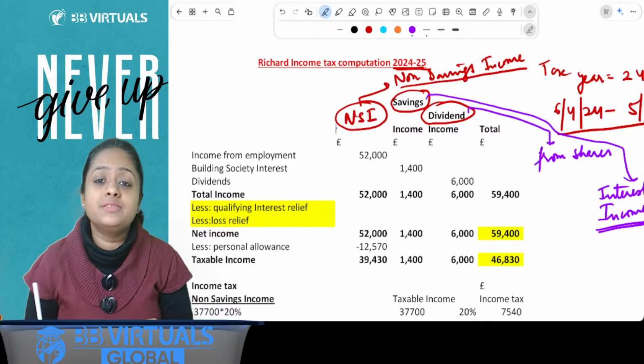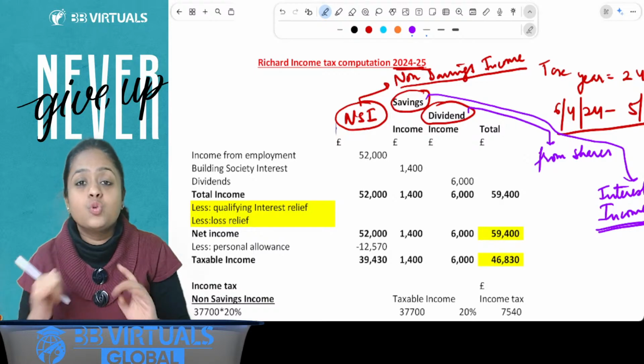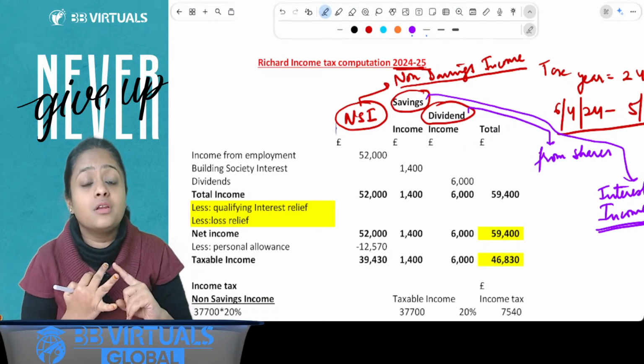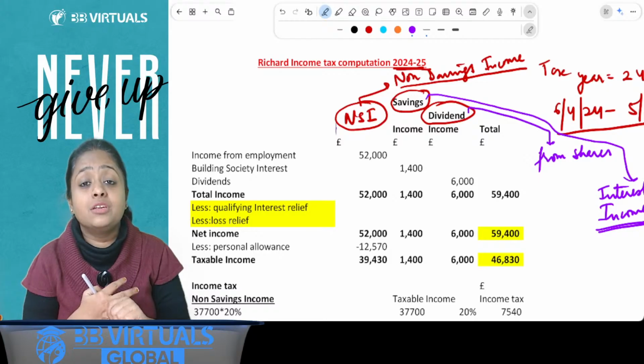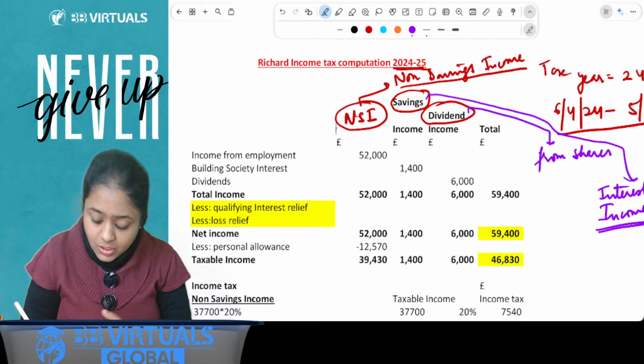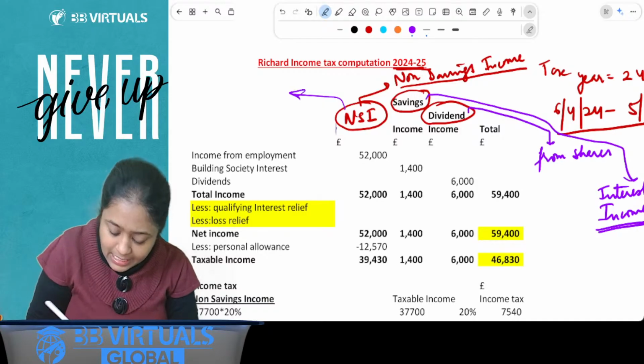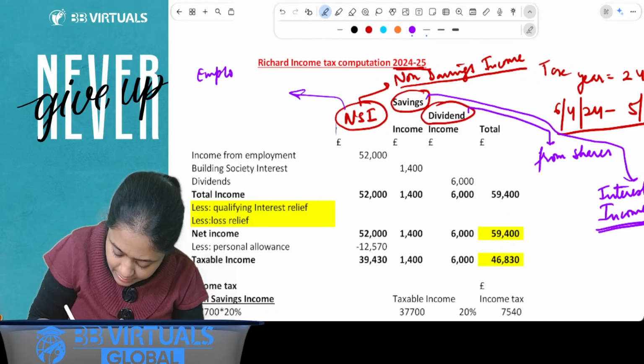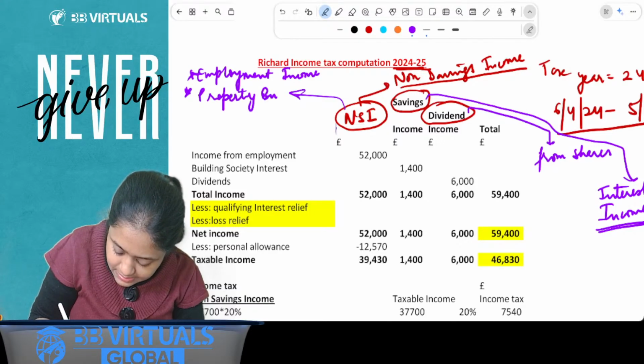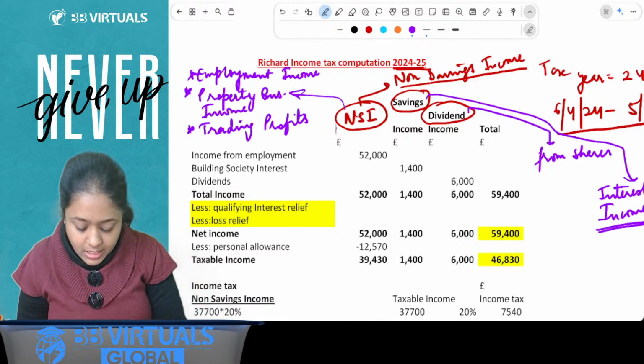Now, what is non-savings income then? The left out category. Whether it's employment income or your rental income, which we categorize under property business income. So what is covered in NSI is your employment income, property business income, which is your rental income that we receive, then your trading profits, that is from the business that is earned. All this is covered here.